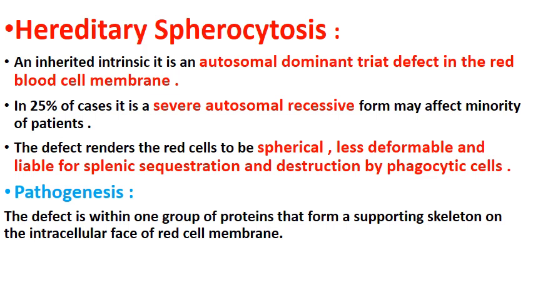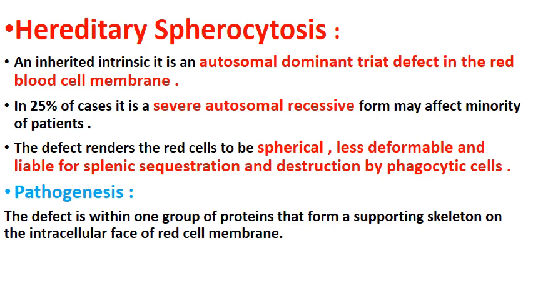Hereditary spherocytosis. This type of blood disease is inherited. It is due to an autosomal dominant trait defect in the red blood cell membrane. In about 25% of the cases, it is severe autosomal recessive. The defect usually renders the red blood cell spherical, a spherocyte, less deformable and liable to splenic sequestration and destruction by phagocytic cells.